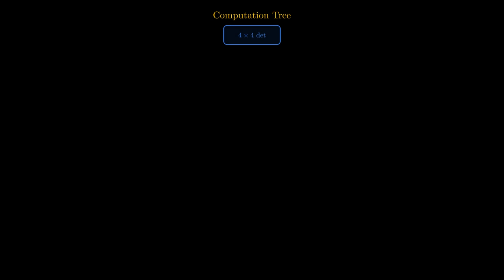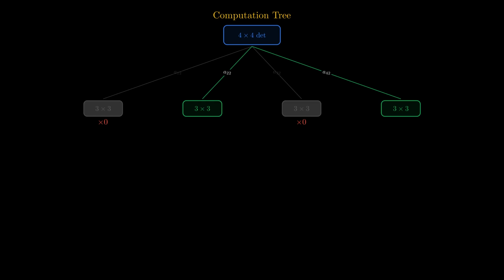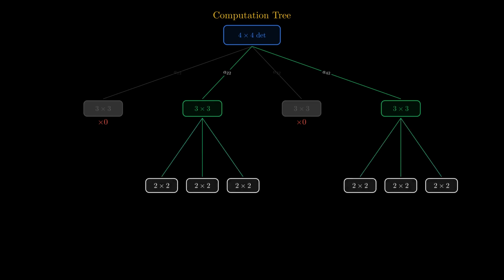Picture this as a tree. At the top, the root node is labeled 4x4 determinant. 4 branches descend from it, 1 for each entry in column 2. But 2 of those branches are pruned. They correspond to the 0 entries and carry a times 0 label, so they contribute nothing. Each of the 2 surviving 3x3 nodes then sprouts 3 branches downward, leading to 2x2 leaf nodes. These leaf nodes glow because they represent direct computations, simple AD minus BC calculations.